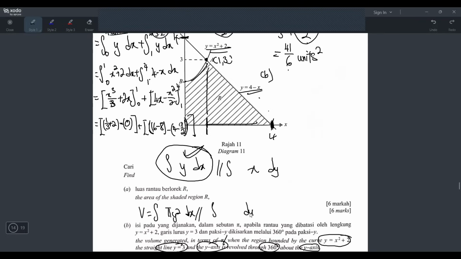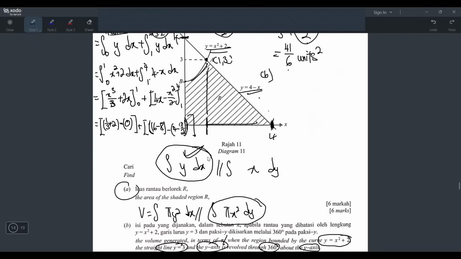But if you integrate towards y, then it will be dy here, and this will be pi x square. But which formula you want to use? If they say revolve about the y-axis, then you have to definitely use this formula, the dy one, because for volume you cannot choose.